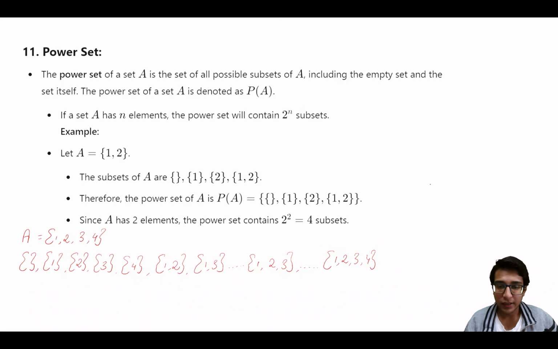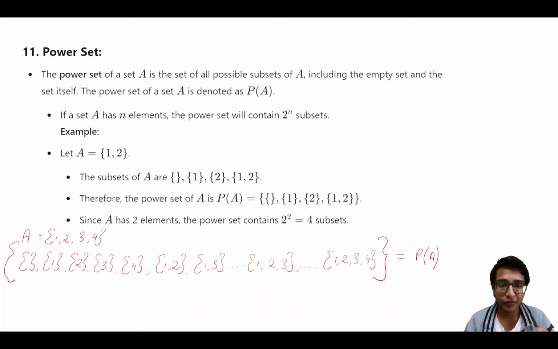So from here what I can say is, if I take the set of all these subsets, if now I represent this in a set, then I call this a power set of A. So this can be represented as P of A. So this is how power sets are represented.